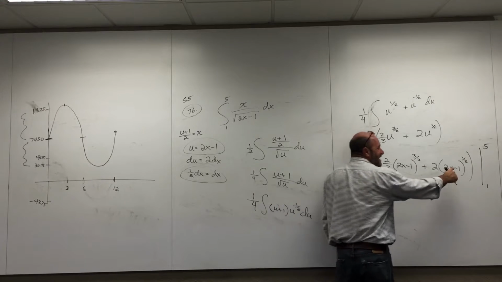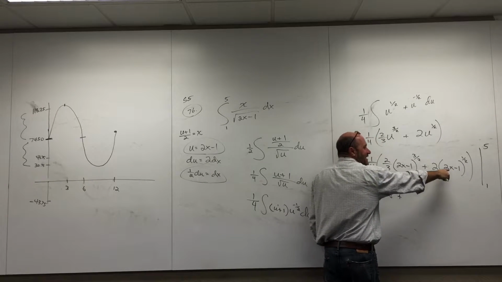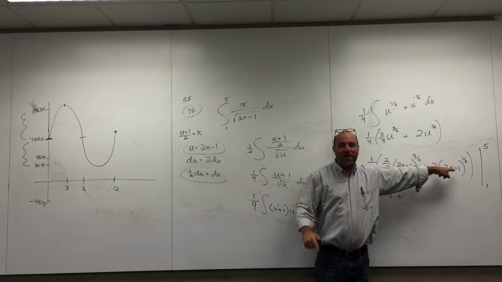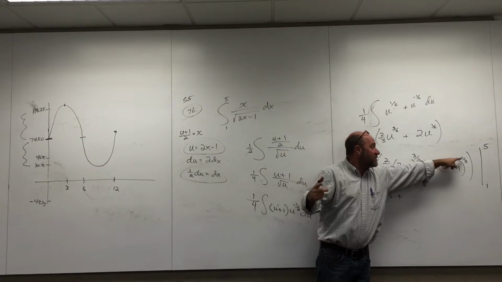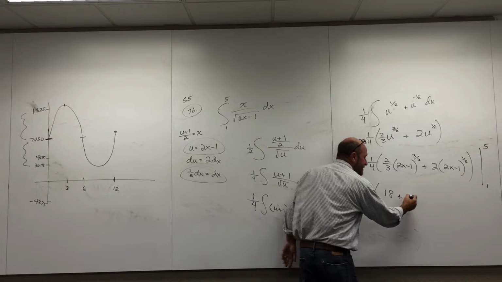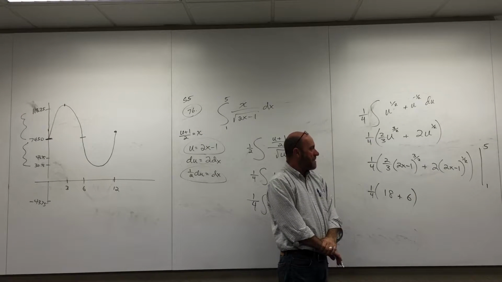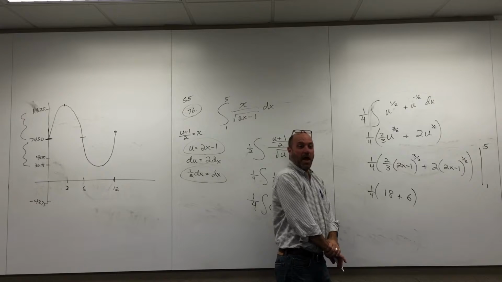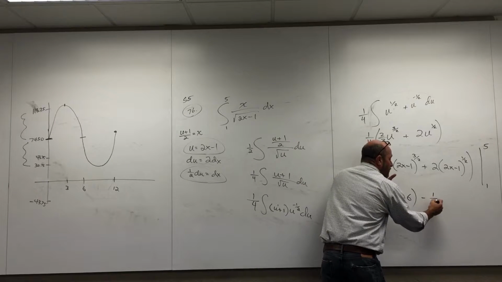Good job. Let's plug a 5 in here. You ready? Plugging a 5 in here, it's 10 minus 1. It's a 9. What's the square root of 9? 3 times 2. That's a 6. That was awesome. Minus 1/4.